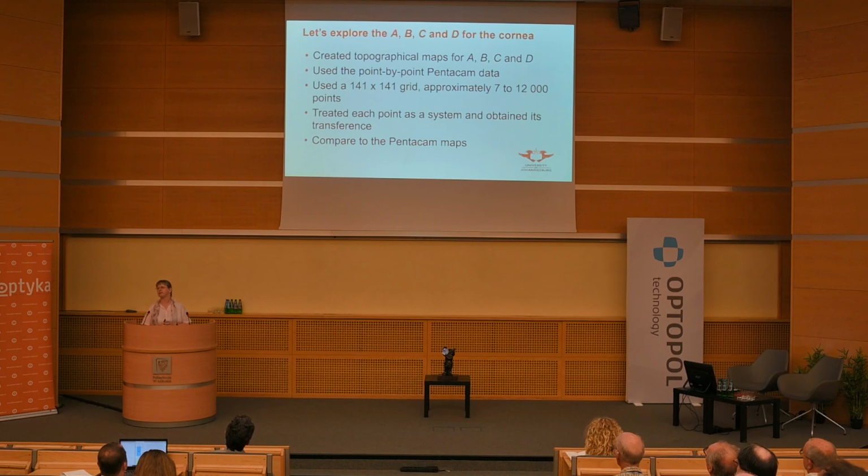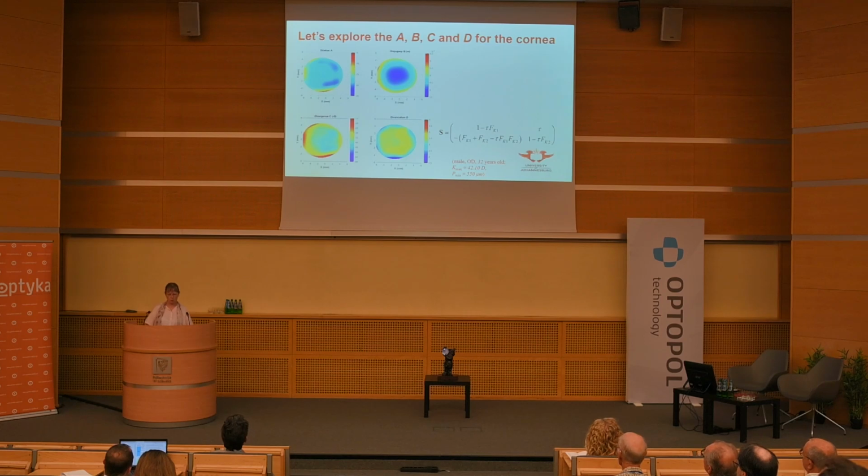So what we did is we then said, all right, let's create topographical maps of C and D and see where this takes us, see what it's representing, if we can see something in the maps. So we use the point-by-point Pentacam data, which gives you a grid of 141 by 141, and obviously we take the corners out, and it will reduce to approximately 7,000 to 12,000 points for a cornea. We then treated each point as a system, obtained its transference and compared this to the Pentacam maps. So that is what you're seeing.